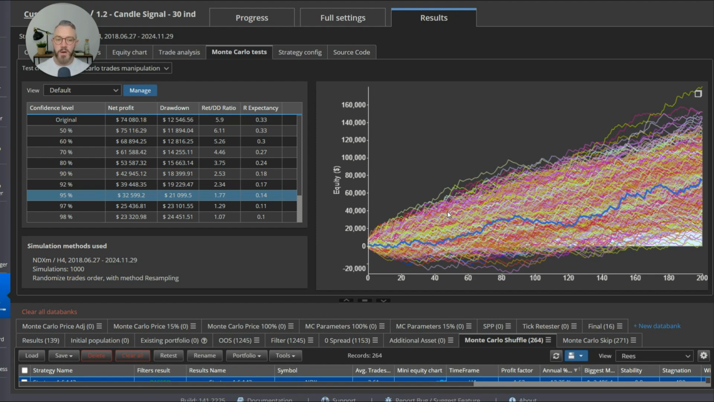Now, how does this impact the actual strategy? Well, what we're going to do is run 1,000 different simulations by randomly shuffling the order of the trades. So, for example, the first trade could be the 10th trade, the 10th trade could be the 100th trade, and so forth. We run 1,000 different simulations, and what you're looking at right now, the thick blue middle line is the initial equity curve, and all these other spaghetti lines are variations of those simulations.